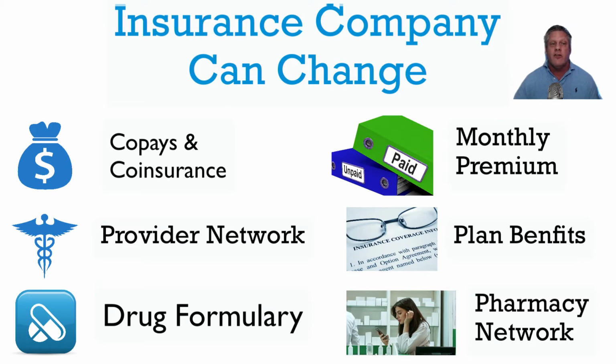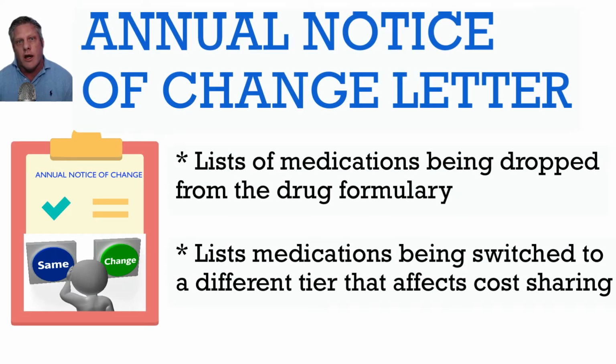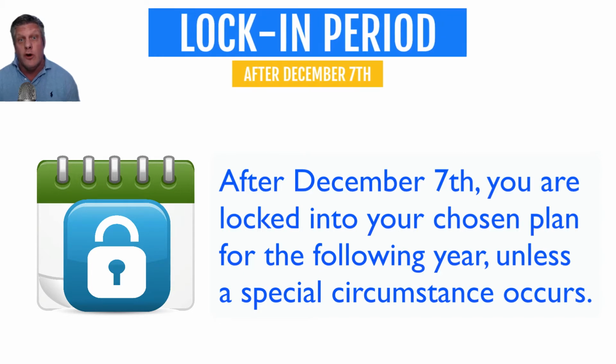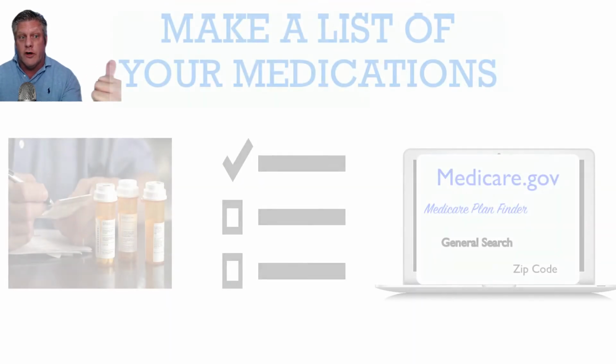So the big thing is these carriers can change the drugs in their formulary. For instance, you may have a brand name drug that is covered. Let's say it's a tier 3 drug for $45, and then you get your annual notice of change and you don't pay attention to it, and January comes around, and then you find out that drug's no longer on the formulary, and you have to pay $400 a month for the drug. So the biggest thing is we want to make sure your drugs are still covered.